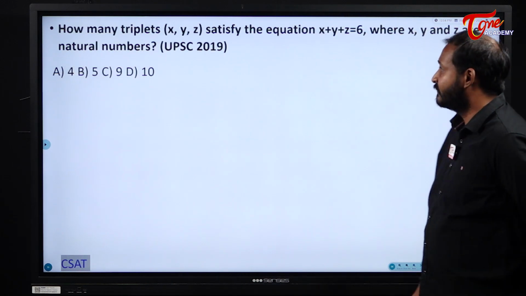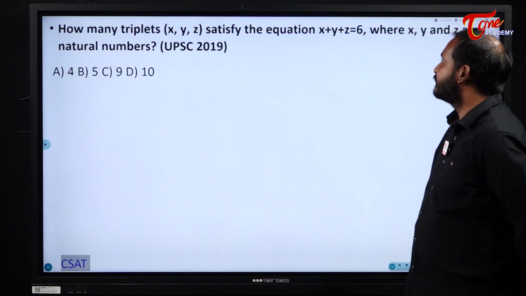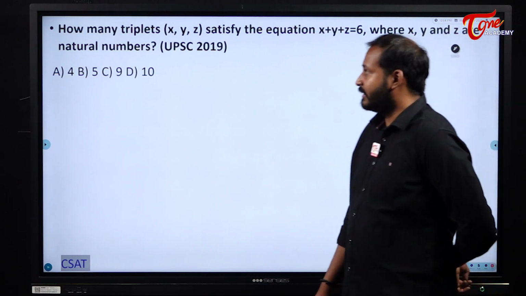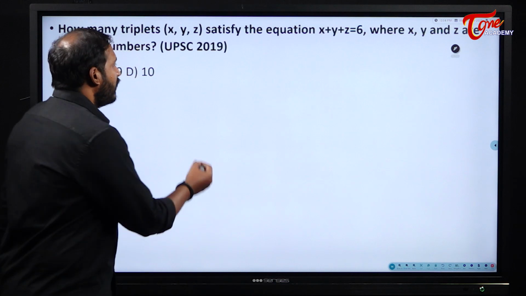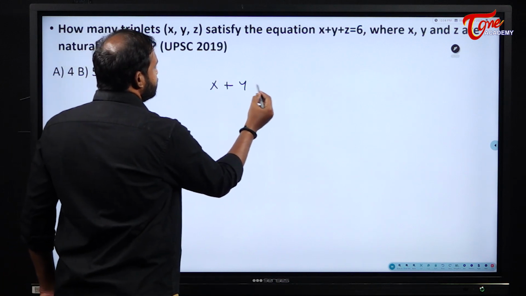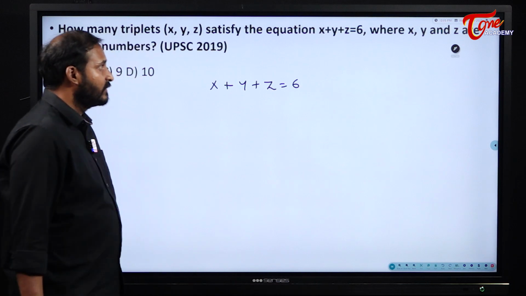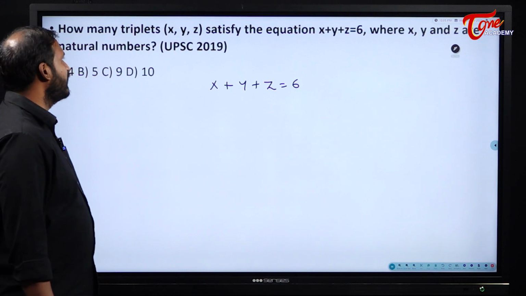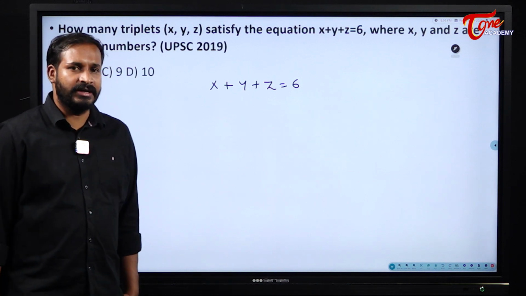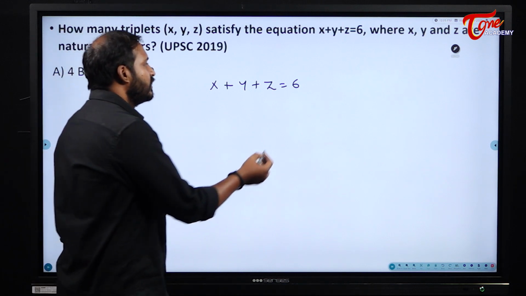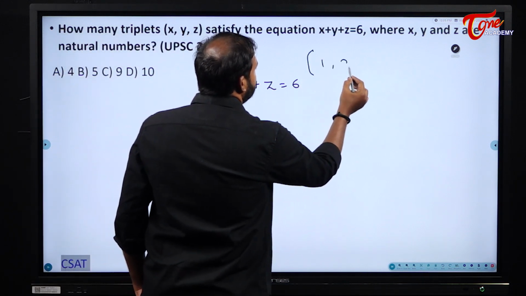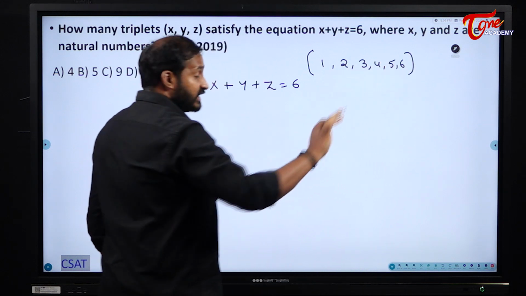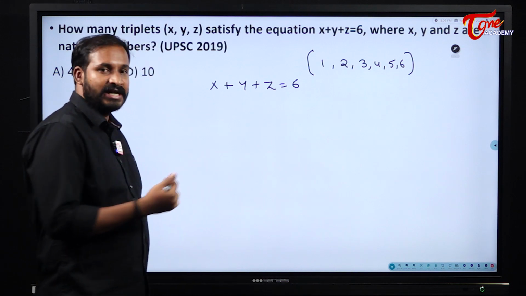Right. Next one. How many triplets of x, y, z satisfy the equation x plus y plus z is equal to 6, where x, y, z are natural numbers? Okay. What they are telling is x plus y plus z should be 6, and x, y, z are natural numbers. So we need to tell how many triplets of x, y, z values. So what are the natural numbers I can use here? In the worst case I am writing this up to 6.